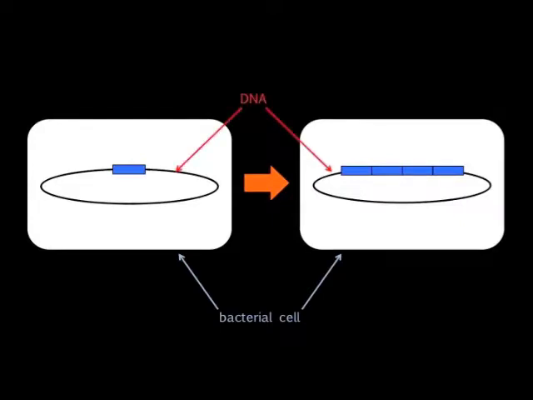The circle inside the cell represents all of its DNA, and the blue box sitting on the circle represents a specific gene. On the left side, there's a single copy of the gene in the DNA. However, on the right, there are 4 copies of that same gene.